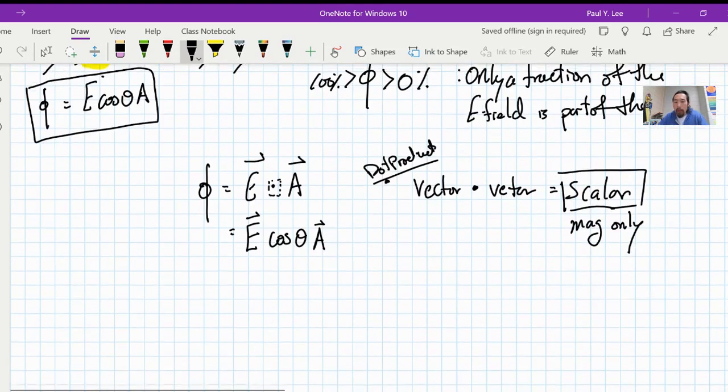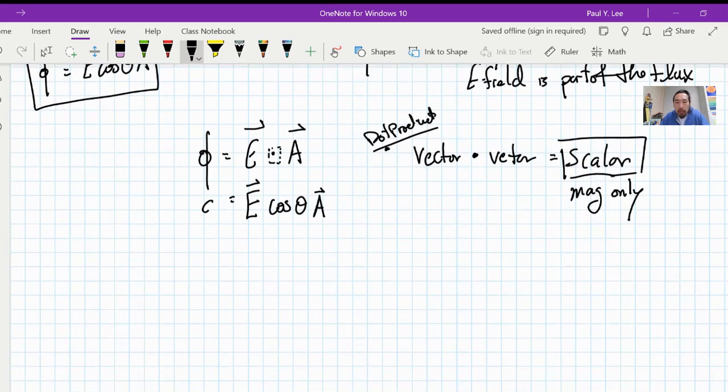The only other thing other than this formula here is the units for flux. The units for E field is newtons per coulomb, and the units for area is meters squared. So the units for flux is newton meters squared per coulomb, and that shows us how much E field is going through an area. And that is it.